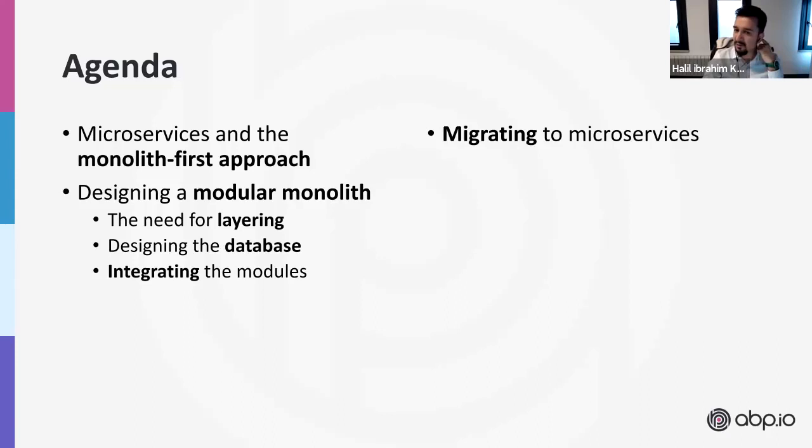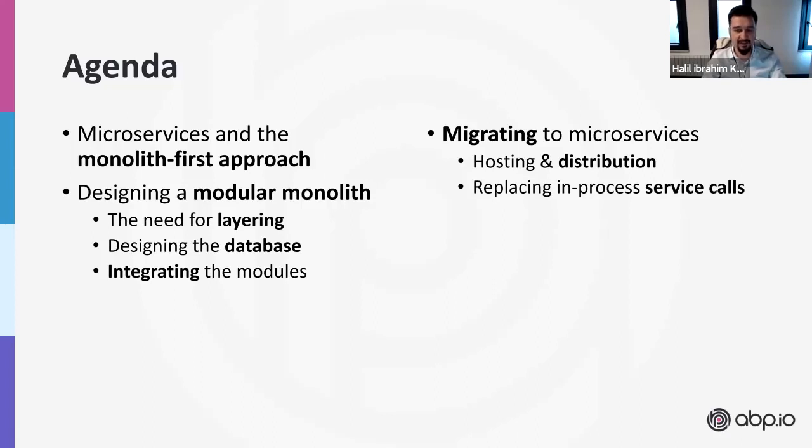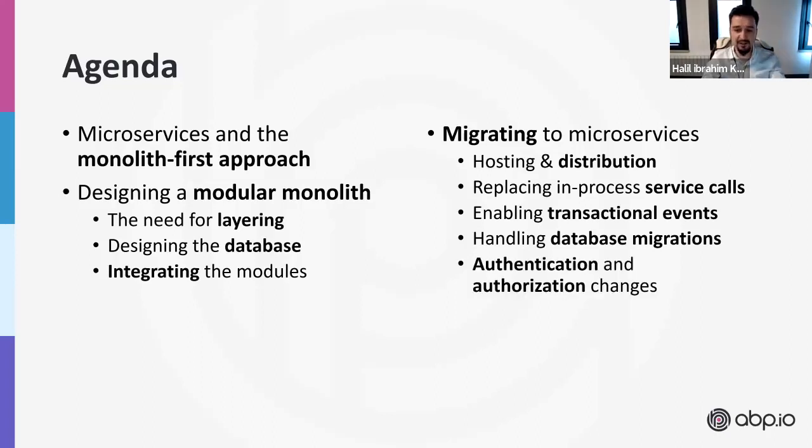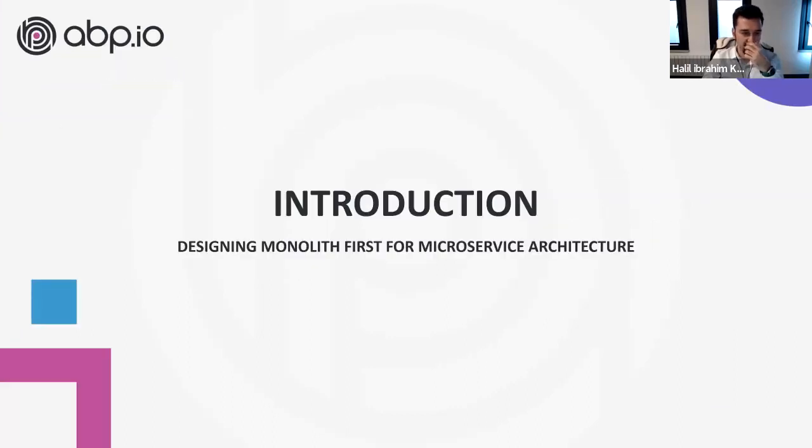Then in the second part, I will talk about how to migrate this system to a microservice system by changing the hosting system and changing some configuration to align with distributed systems. Replacing in-process service calls with REST API calls, enabling database transactions with transactional events, handling database migrations, and changing authentication and authorization settings on the system. Finally, I will mention deployment a bit. Let's start from the beginning.